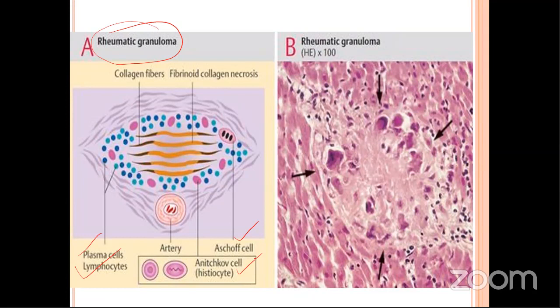So this is a schematic diagram on the left side. On your right is an H&E stained microscopic picture of a rheumatic granuloma or Aschoff body. Here you can see these large cells. These are actually Aschoff cells in a rheumatic granuloma.